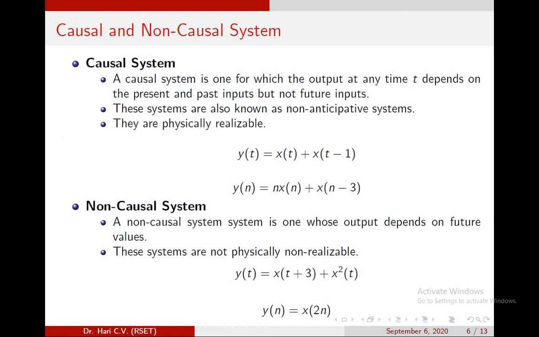The non-causal system is one whose output depends on future values. These systems are not physically realizable. The examples are given; this is continuous time domain and this is discrete time domain.